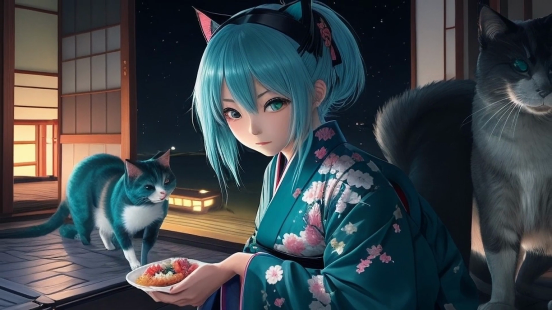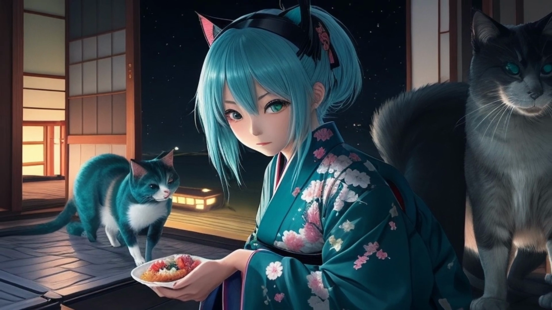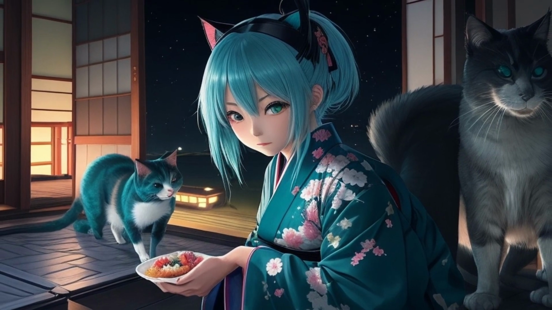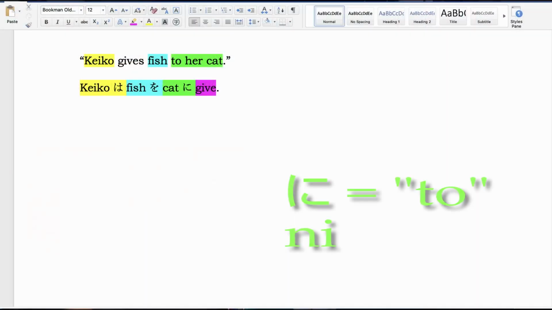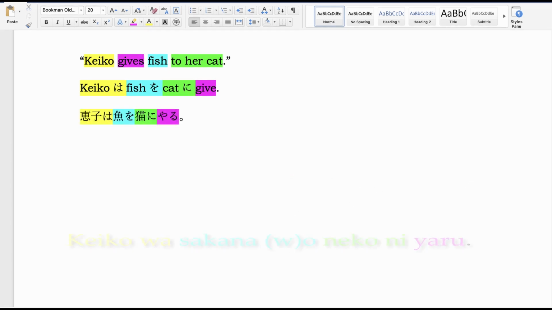So Keiko's the doer, the fish is the direct doee, and the cat is the indirect doee. Here it is in Japanese. Keiko wa fish o cat ni give. And of course, here it is in full Japanese. Keiko wa sakana o neko ni yaru.